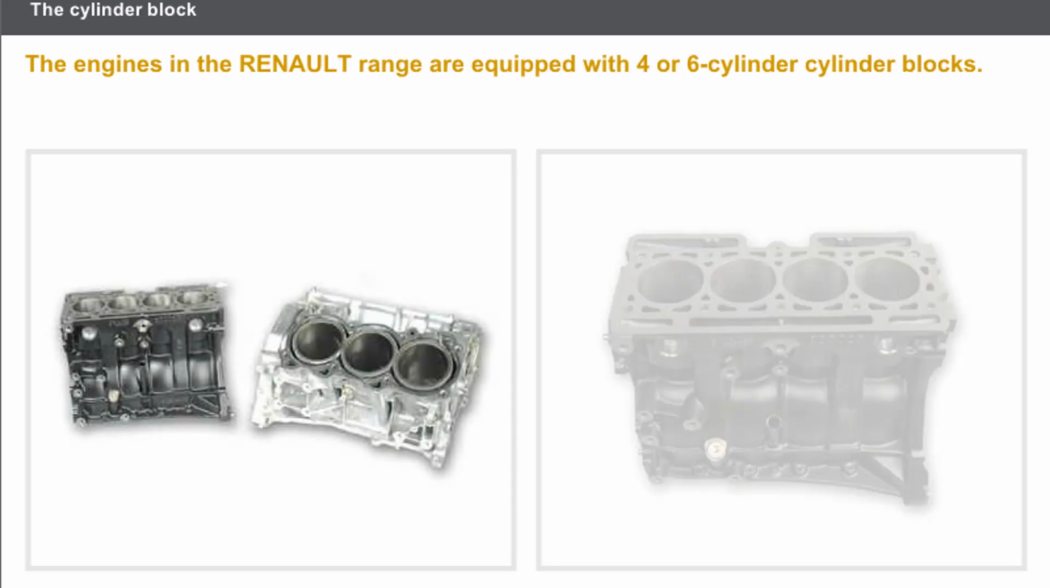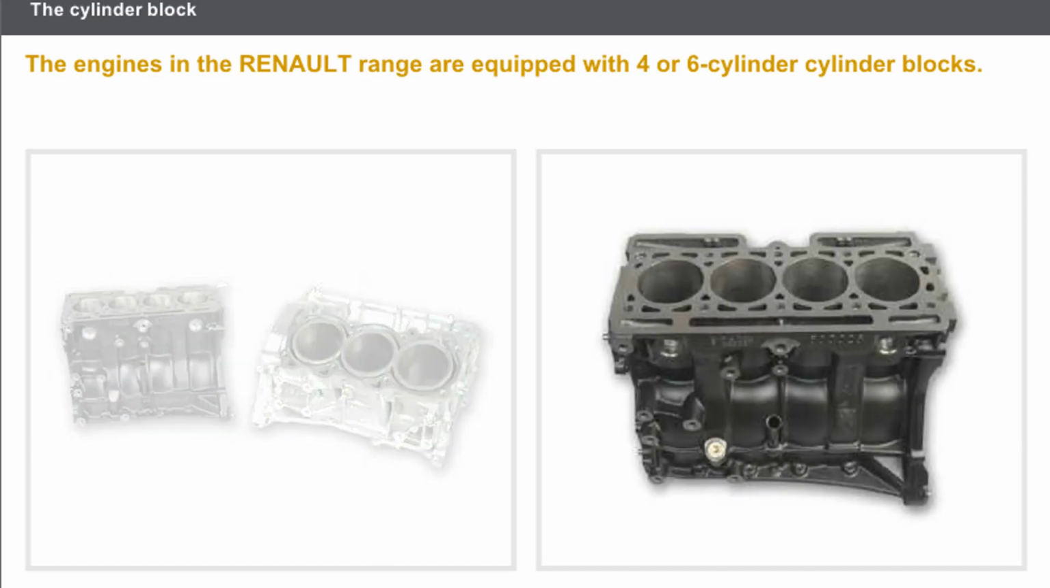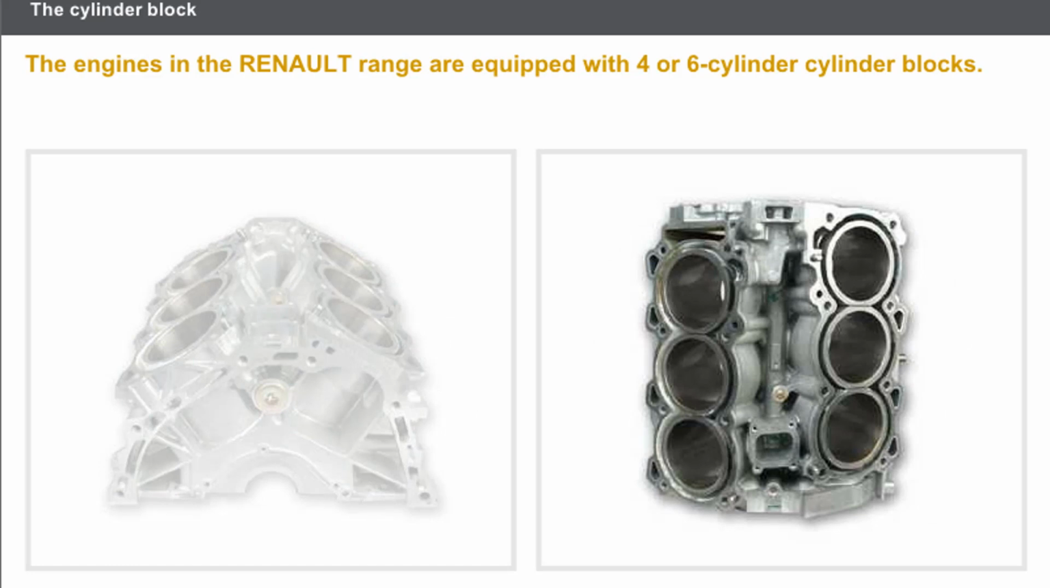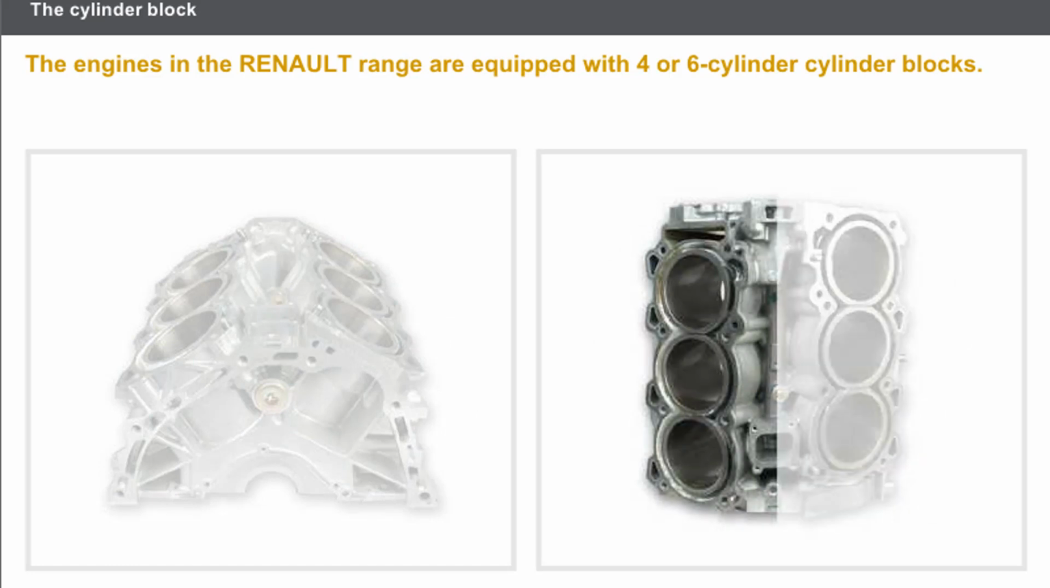The engines in the Renault range are equipped with 4 or 6-cylinder cylinder blocks. The cylinder blocks are usually configured as in-line or V configuration. On a 6-cylinder configuration, the front and rear banks can be distinguished.